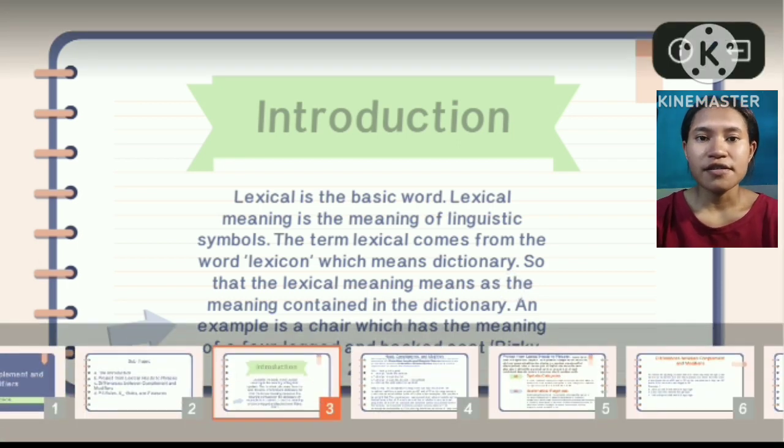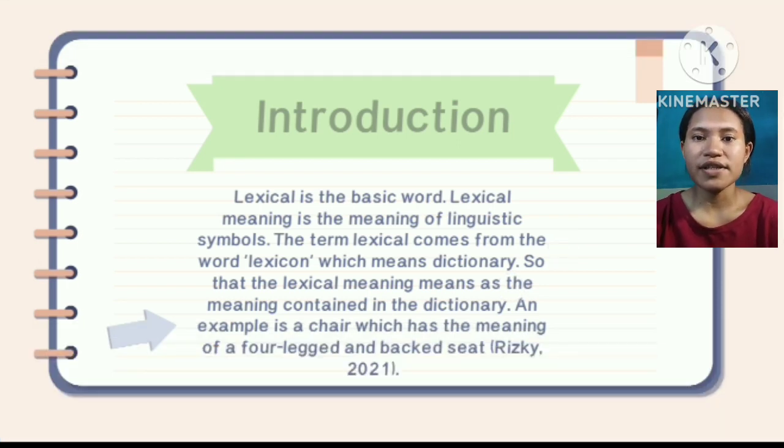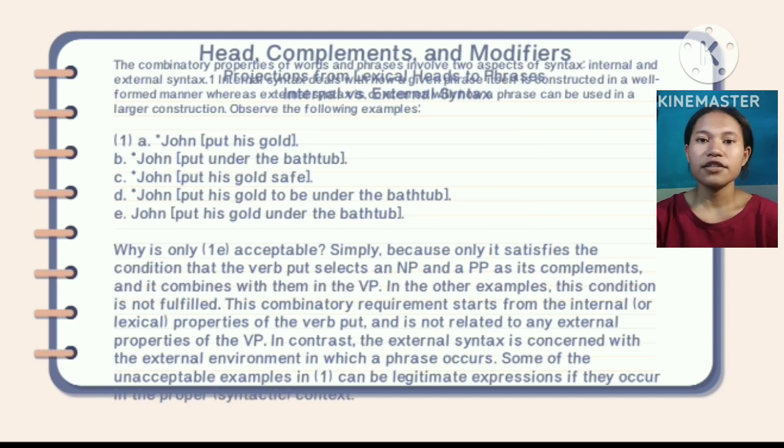In projection from lexical heads to phrases, there are internal and external aspects of syntax. As we have seen in the previous chapters, both syntactic categories, like noun phrase, adjective phrase, adverb phrase, verb phrase, prepositional phrase, and others, and grammatical functions, like subject, complement, and modifier, play important roles in the analysis of English sentences.